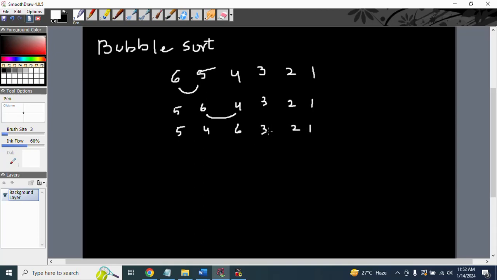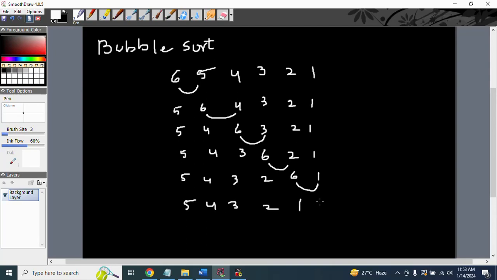Then we will compare the next pair. Now 6 and 3 are compared. So now what will happen? 5, 4, 3, 6, 2, 1. Now I'll compare these two elements. Again 6 is greater than 2. So in the next step what I get is 5, 4, 3, 2, 6, 1. And in the last comparison again 6 is greater than 1. So 5, 4, 3, 2, 1, 6.